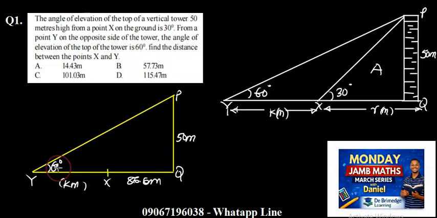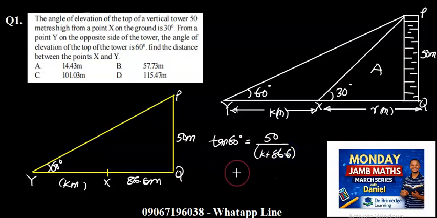Using this, we're going to use the same formula, which is opposite over adjacent, but this time tan 60 degrees is going to give us the opposite, which is 50 meters, divided by the adjacent, which this time is K plus 86.6. Okay, so this is what we have. Now take note of that.